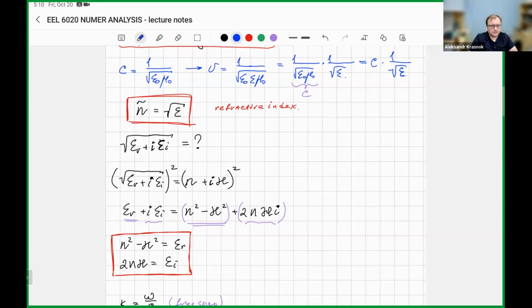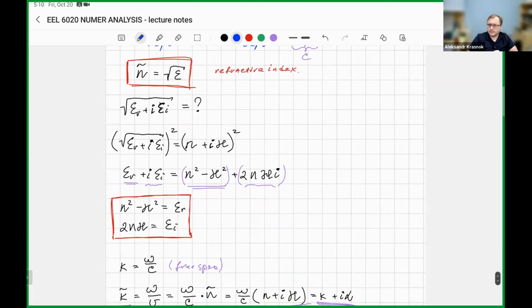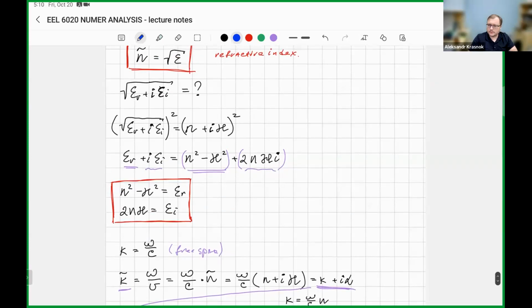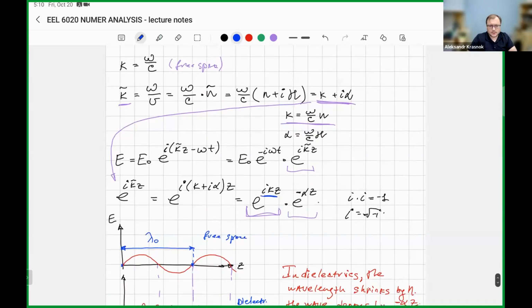Along with epsilon, we also introduce the refractive index, which is the square root of epsilon, because it is particularly important for investigating wave propagation through a medium. Basically, the real part of the refractive index, as we discussed, describes the shrinking of the wave. For a given frequency, the frequency stays unchanged when the wave comes to the dielectric medium, but the wavelength changes because the phase velocity of the wave changes.